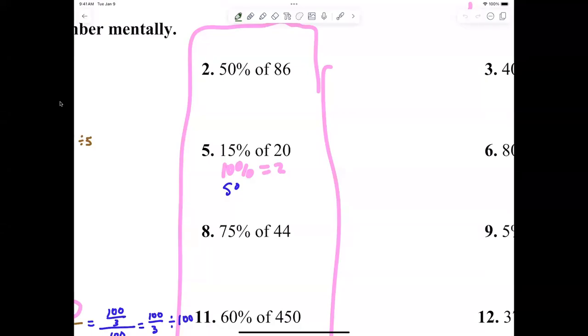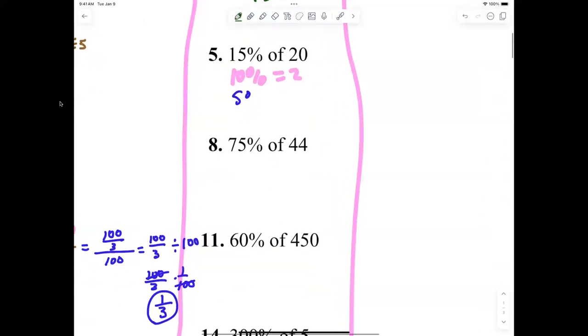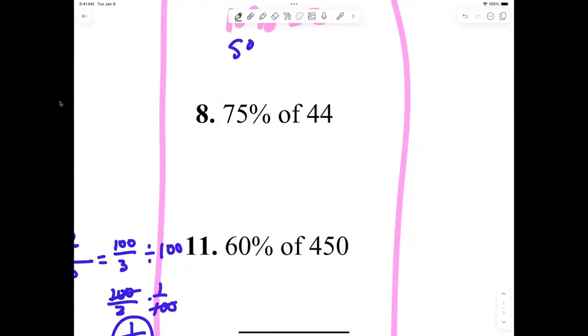Now, everyone shouldn't have a problem with 50% of 86. That's just 43, correct? Now, everybody should be able to say, well, 75% is easier if I just say it's 3/4, correct? So then 3/4 of 44: 44 divided by 4 is 11. 11 times 3 was 33. If you know that, that's pretty good.